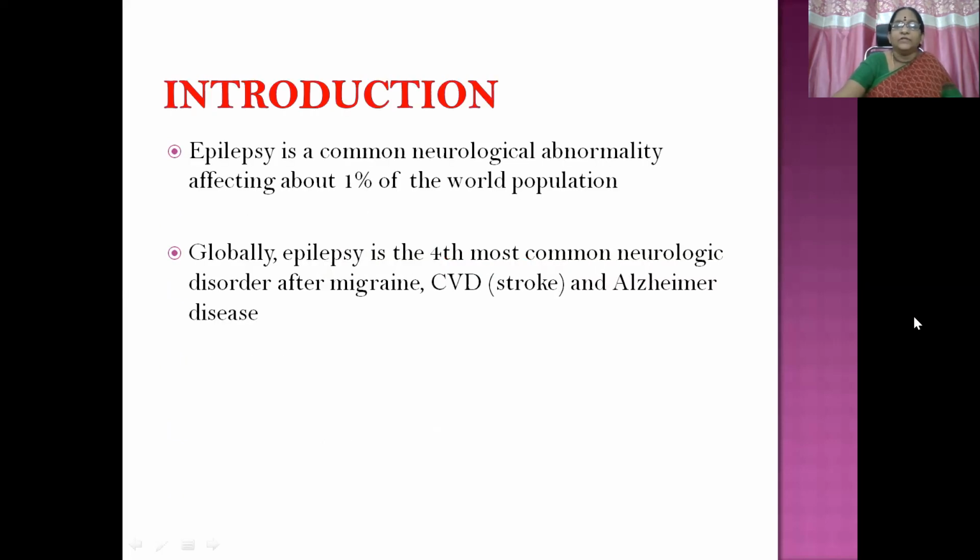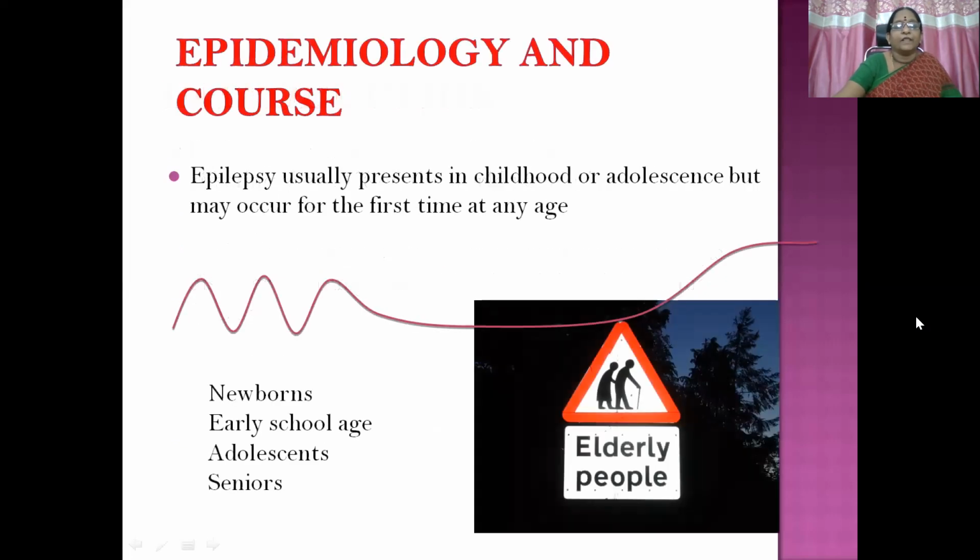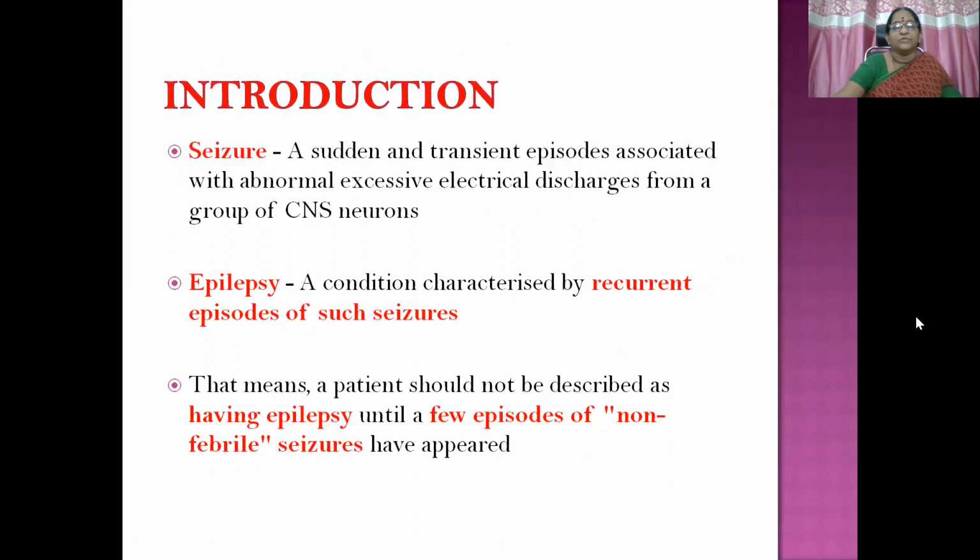Epilepsy is a common neurological abnormality affecting about 1% of the world population. Globally, it is the fourth most common neurological disorder after migraines, cardiovascular disease, and Alzheimer's disease. It usually presents in childhood or adolescence, but may occur for the first time at any age. So immaterial of the age, you may see epileptic attacks occurring in newborns, early school age children, adolescents, or even the senior age group.